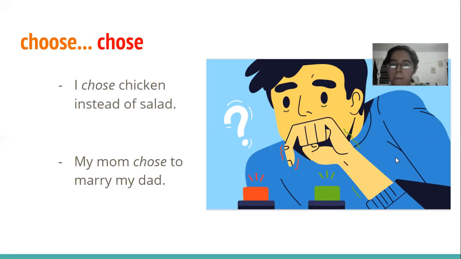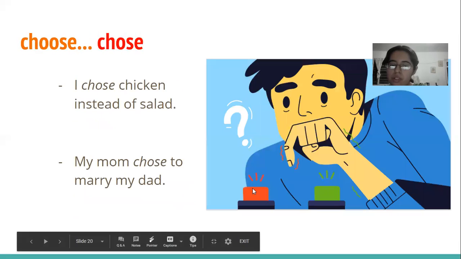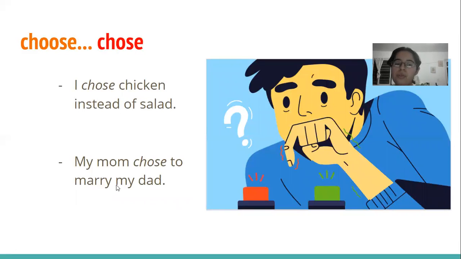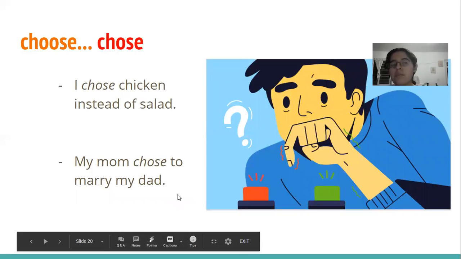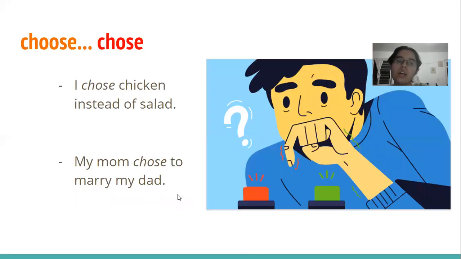Then choose, chose. So this person here is choosing which button to push, the red one or the green one. So he chose, let's say, the red one. I chose chicken instead of salad, and my mom chose to marry my dad. Those are examples. Choose, past, chose.